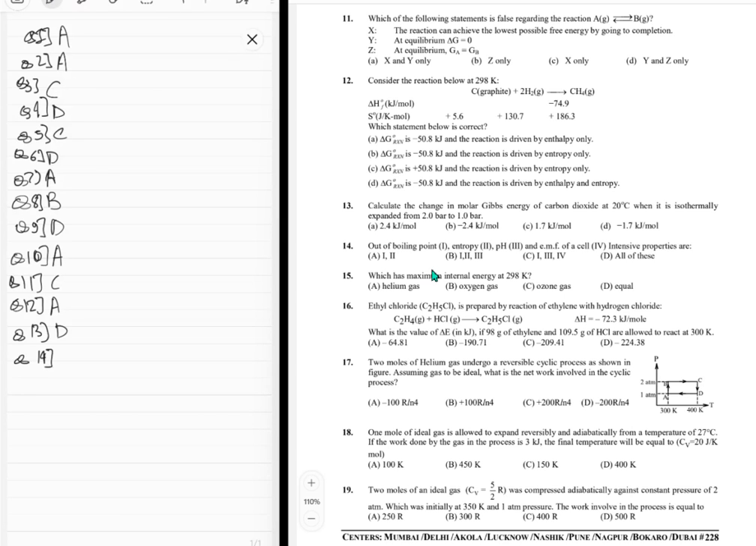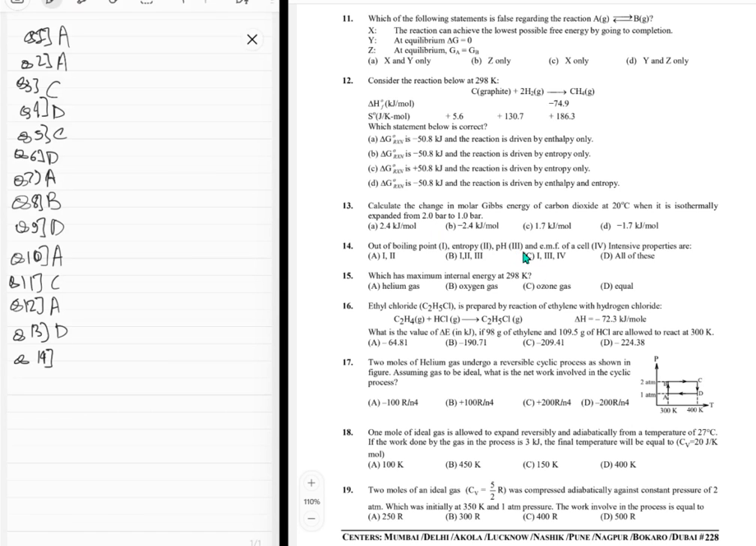Out of the boiling point, what time is it? 12:19. Fine. Out of the boiling point 1, entropy 2, and pH 3 and EMF of a cell, intensive properties are. So cell EMF, it doesn't depend on how much the quantity, it just depends on the concentrations and stuff. And yeah, so fourth is an intensive property. Entropy is an extensive property because, okay, if it was like molar entropy or something like that, it would be intensive, but it's entropy, which is extensive because it depends on the number of moles. Boiling point is an intensive property.